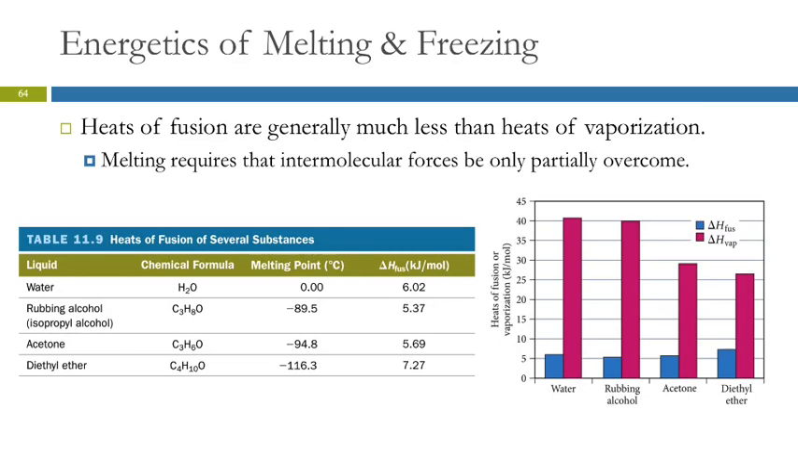The magnitude of the heat of fusion is going to depend on the strength of the intermolecular forces. If we look here, we've got water, rubbing alcohol, acetone, and diethyl ether. The heat of fusion is going to be stronger in general for substances that have stronger intermolecular forces. You see here that diethyl ether is even higher than water, and yet its heat of vaporization is less. So there are some trends, but they're not really very strong.